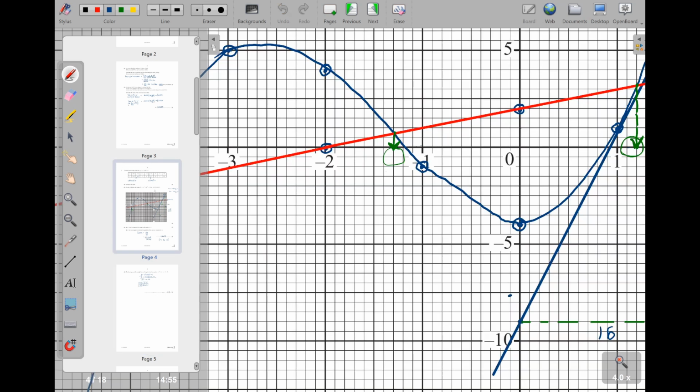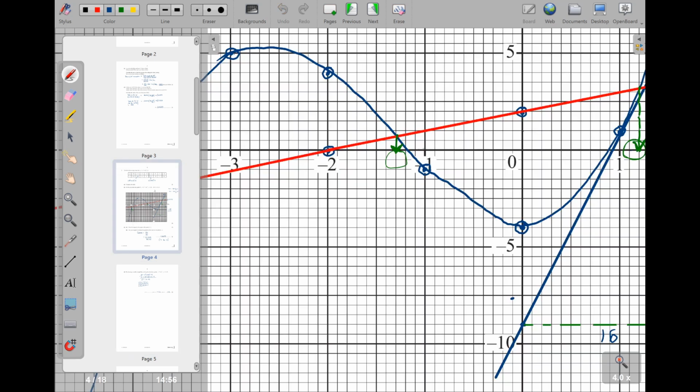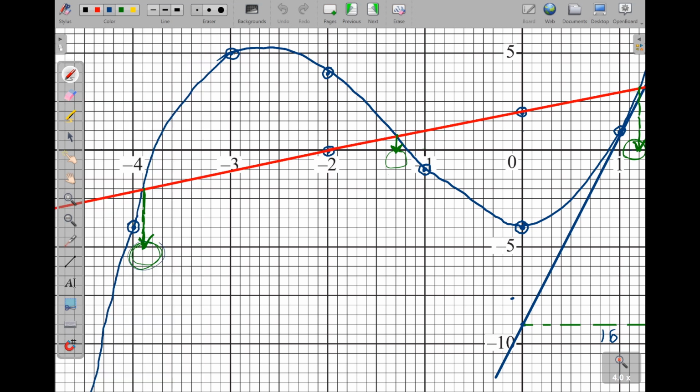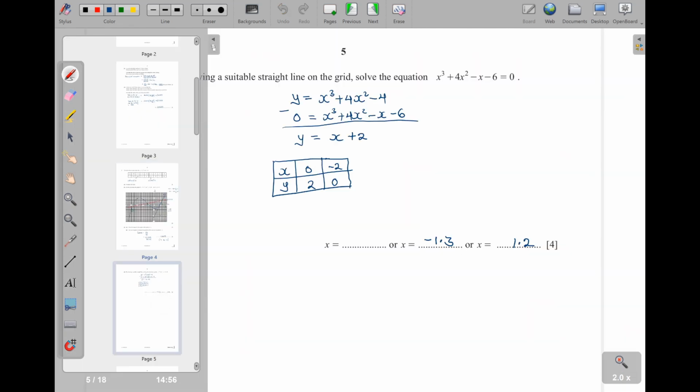Then I come back here. I read this one is negative 1.3. So I'll write negative 1.3. And then this other one here, where is it? This one here is negative 3.9. So I'll come back here and record negative 3.9.